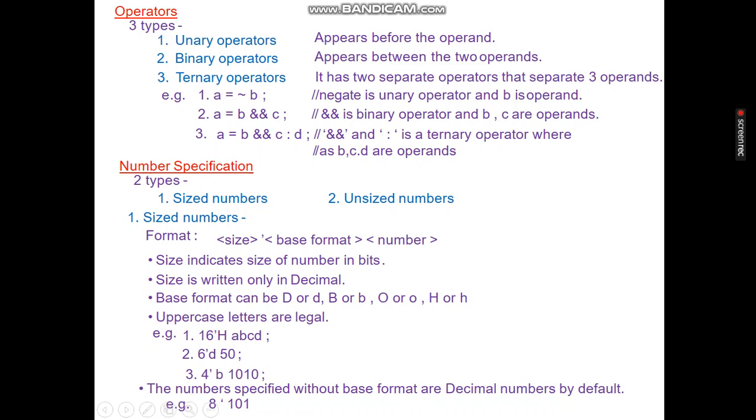Here are some of the examples. The first example is 16'HABCD. It means that it is a 16-bit hexadecimal number which is ABCD. Here it is 6'D50. It means that it is a 6-bit decimal number having the value 50. Here it is 4'B1010. It means that this one is a 4-bit binary number 1010.